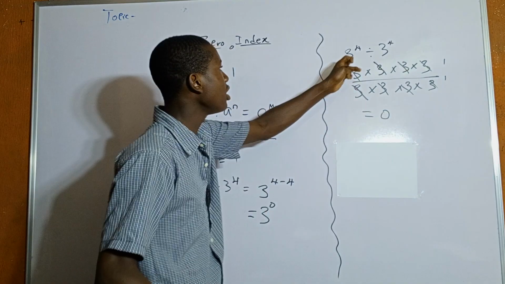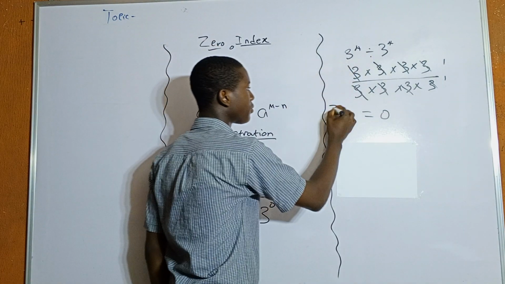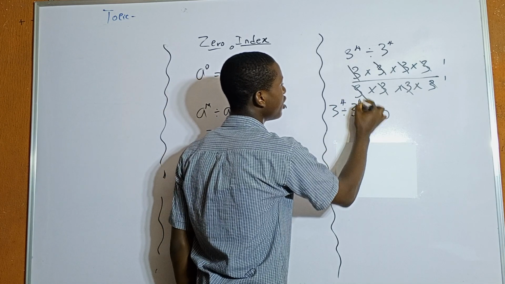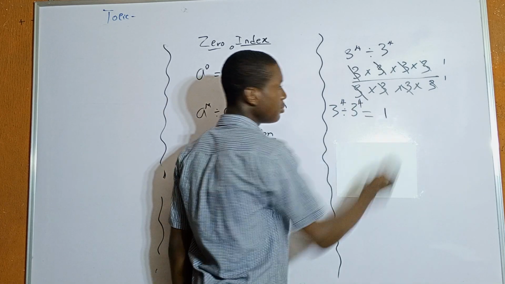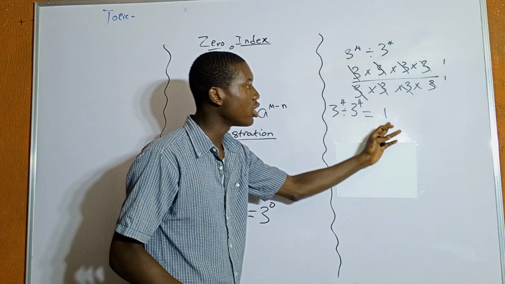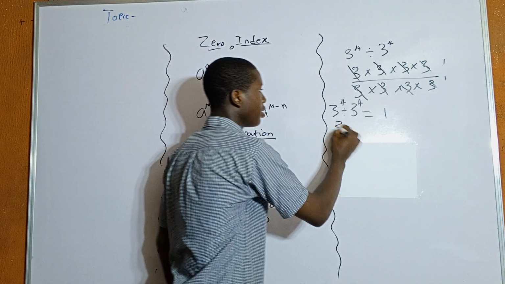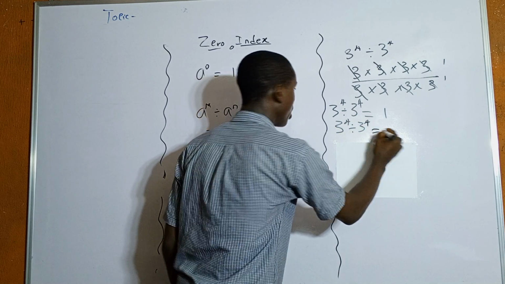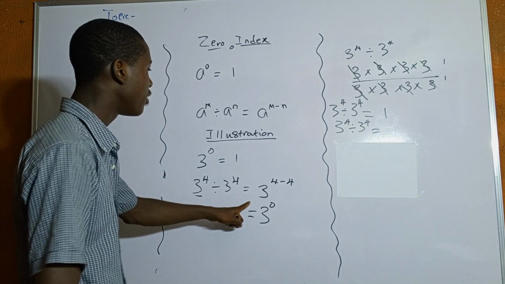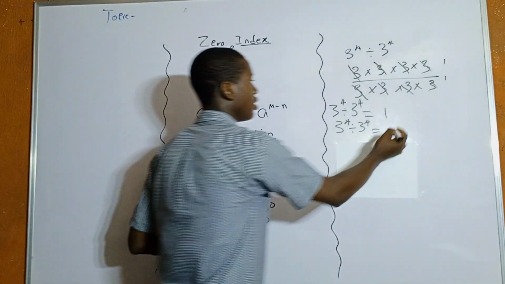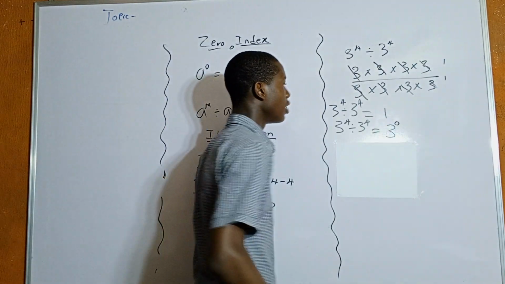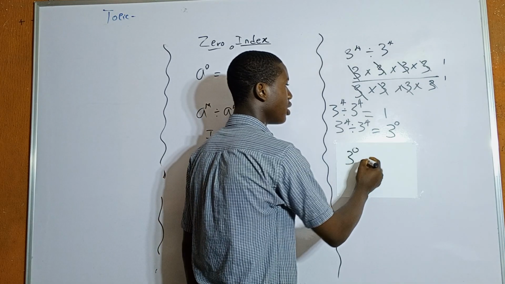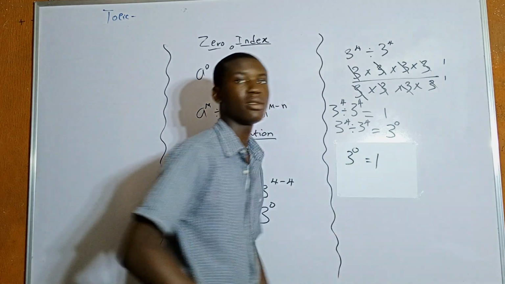Now because 3 raised to power 4 divided by 3 raised to power 4 is equal to 1, and 3 raised to power 4 divided by 3 raised to power 4 is equal to, according to the second rule of indices, 3 raised to power 0, we can simply say 3 raised to power 0 is equal to 1.